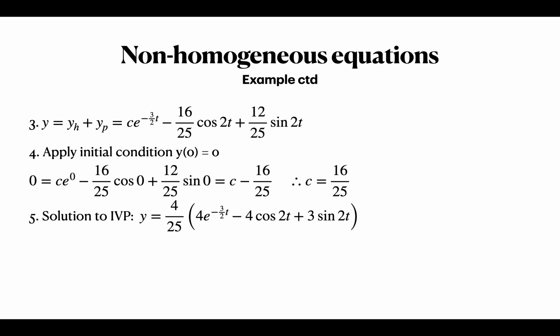Because I am so talented a mathematician, I brought the 4 over 25, which is common to all 3 terms, outside in brackets, and then I left the things inside in brackets, because that's traditionally the way you do it. If you want to leave it as 16 over 25 and 12 over 25, knock yourselves out. It doesn't matter. I just brought the 4 over 25 outside because it's common to each of the 3 terms. Okay? So the solution to the initial value problem is that there.